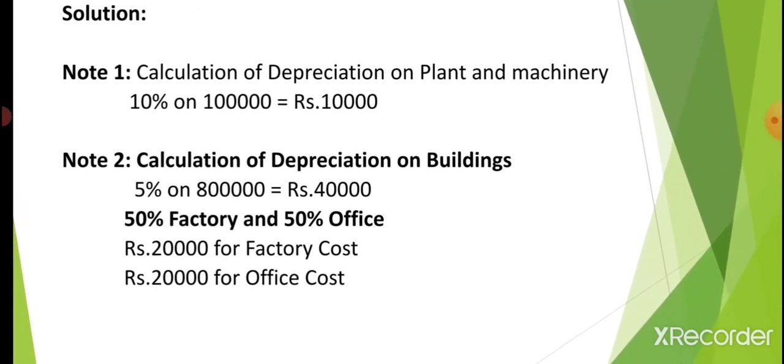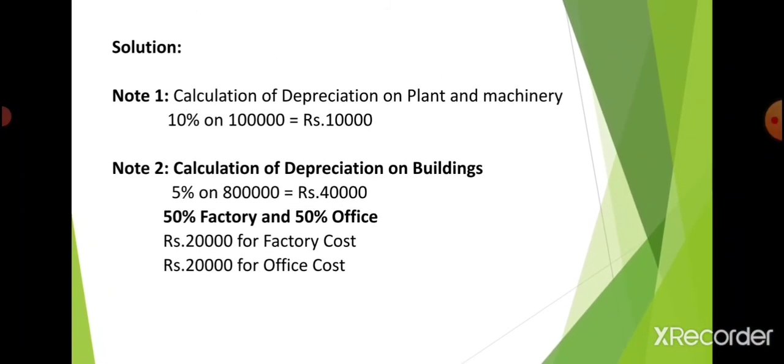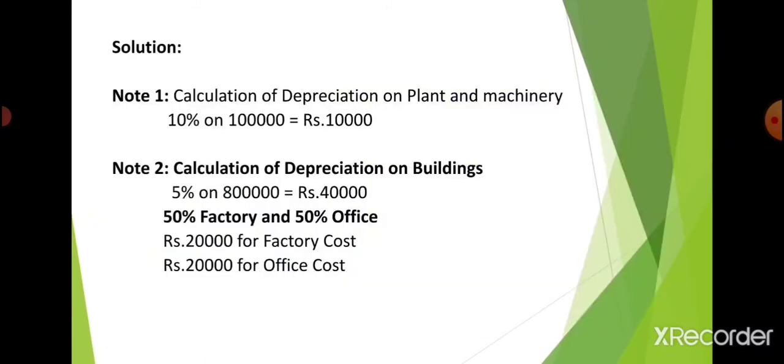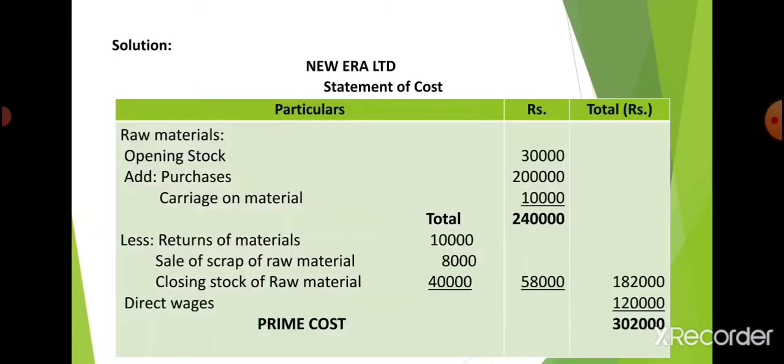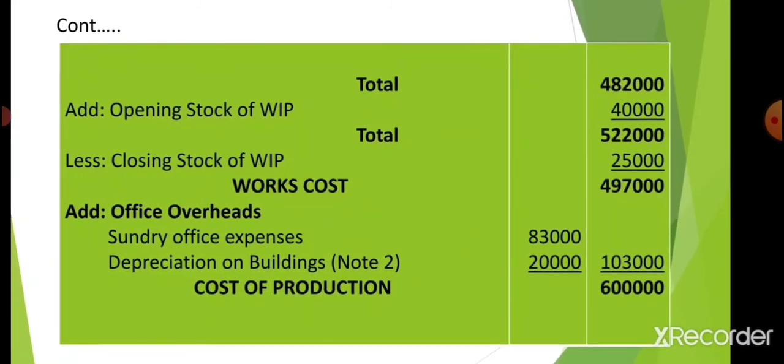So calculation of depreciation on building: 5% on 8 lakh, that is 40,000. In that 40,000, 50% is office. So we have only two office overheads: one is sundry office expense, another is depreciation on buildings, 50% of 40,000. Sundry office expense 83,000, and depreciation on buildings, given in note 2, 20,000. So total it is 1,03,000. To works cost we have to add this office overheads 1,03,000, we will get 6 lakhs. So this is called cost of production.